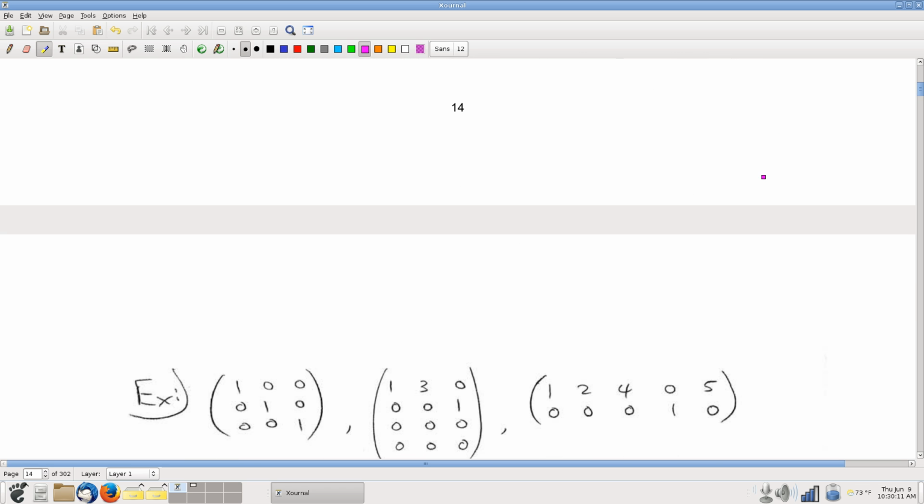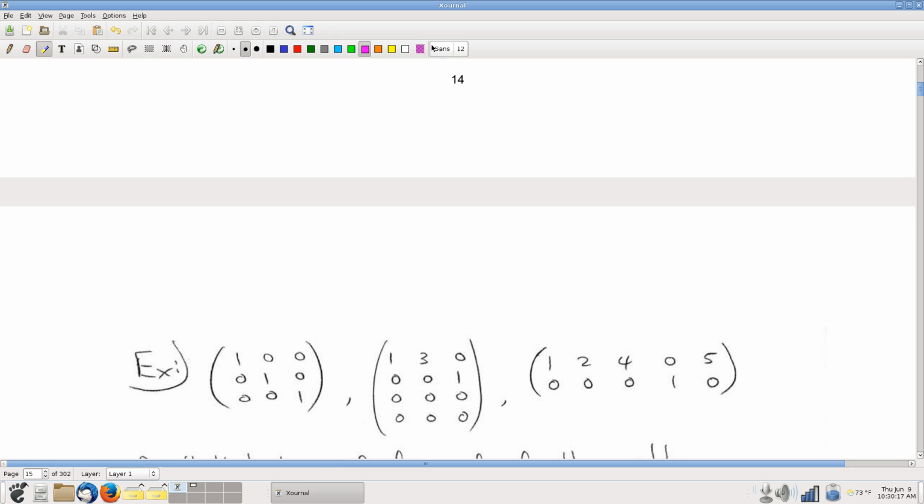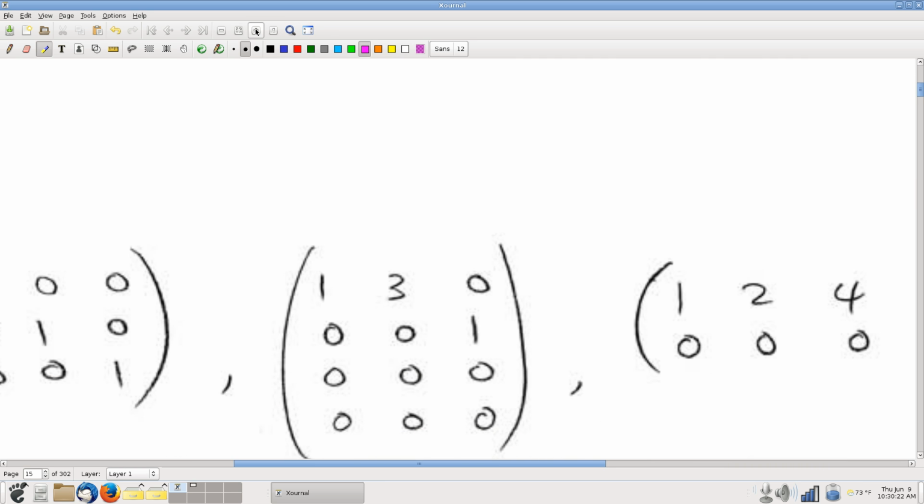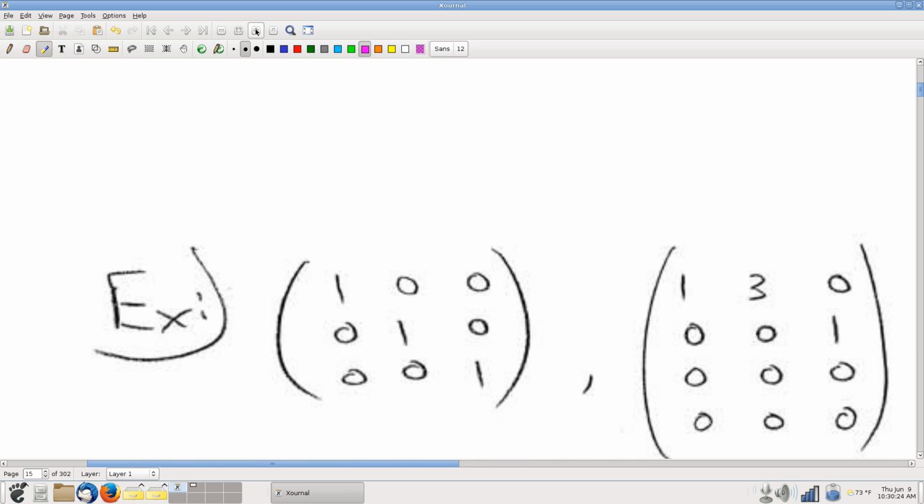So here we go. This matrix here is in reduced row echelon form. Now let's check the rules and see how this works. Okay, so this first matrix. Let's count leading zeros in these three rows. The number of leading zeros in the first row: how many zeros before I get to a non-zero number? Well, there aren't any. There are no leading zeros.